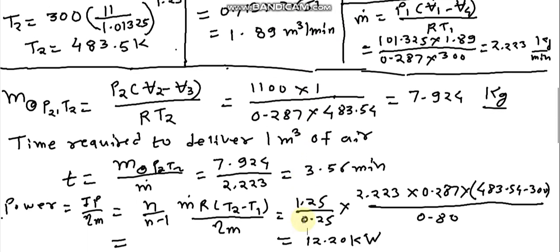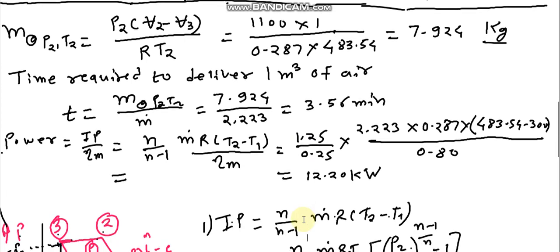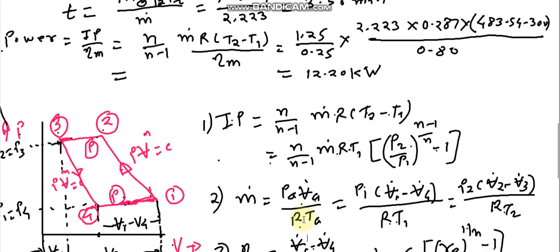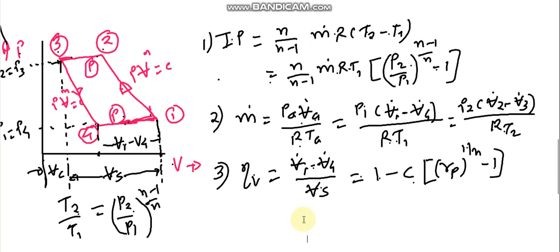Mass flow rate, time and power. Okay, so these are the formulae we are using. Integrated power for the cycle 1, 2, 3, 4 is n upon n minus 1 m dot R (T2 minus T1). If you take T1 common, we get n upon n minus 1 m dot R T1 [(P2 by P1) raised to (n minus 1) upon n minus 1]. This is the integrated power.